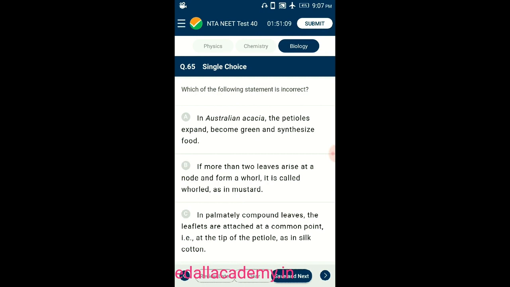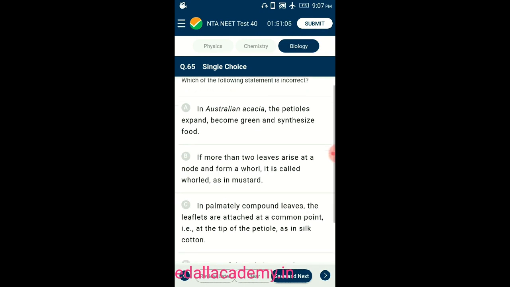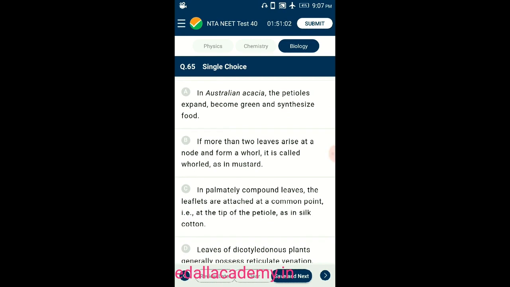Question number 65. Which of the following statements is incorrect? Here four statements are given, and from them we have to find the incorrect statement. In the alternate type of phyllotaxy, a single leaf arises at each node in an alternate manner, as in china rose, mustard, and sunflower plants. If more than two leaves arise at a node and form a whorl, it is called whorled, as in Alstonia. So the answer for this question is option B.